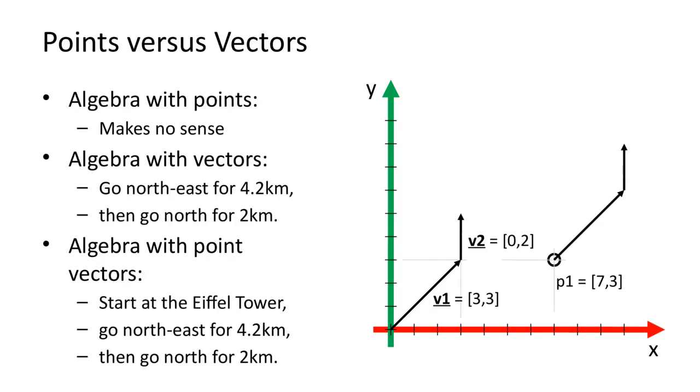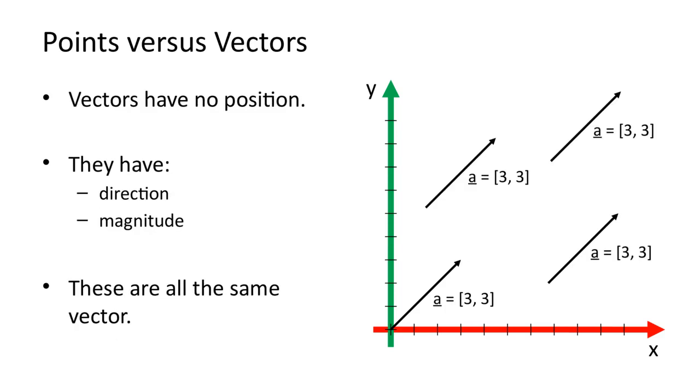With points, it makes no sense to try to do things like addition and subtraction. But with vectors it does make sense. You can first go northeast for 4.3 kilometers. Then you can go north for 2 kilometers. You can also do addition and subtraction with a point and one or more vectors. For example, you can start at the Eiffel Tower. Then go northeast for 4.3 kilometers. Then you can go north for 2 kilometers. In this last case, it would result in a new point. A location in Paris somewhere.